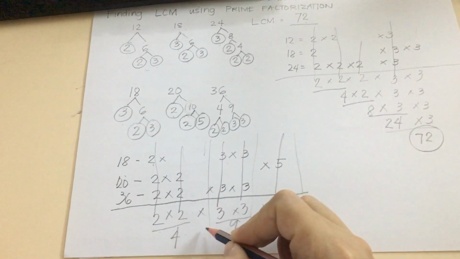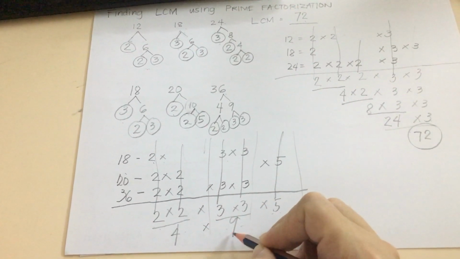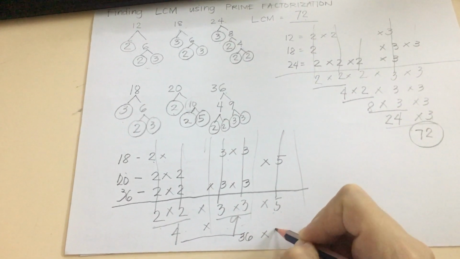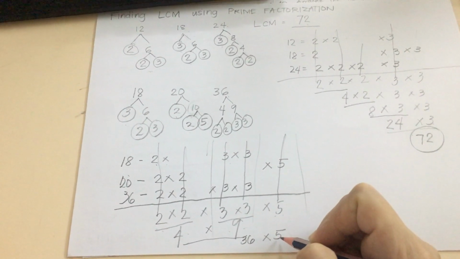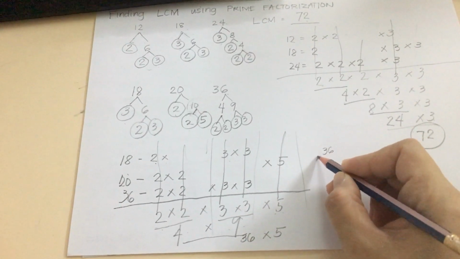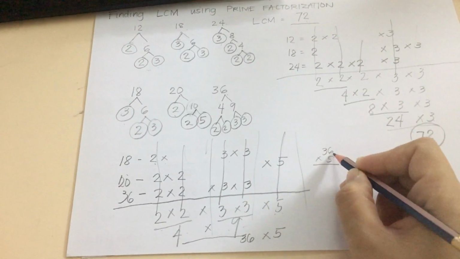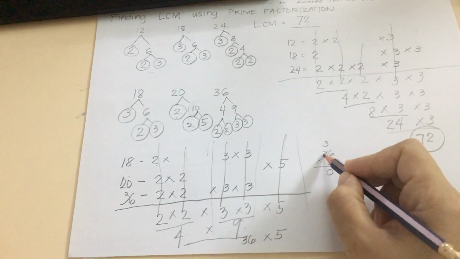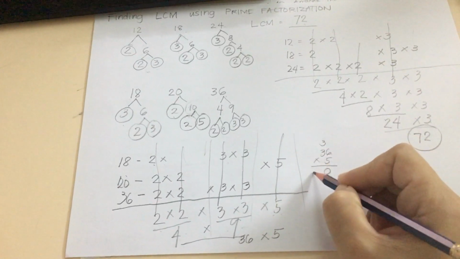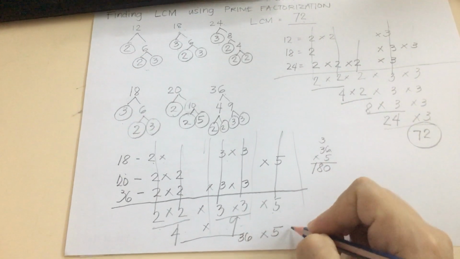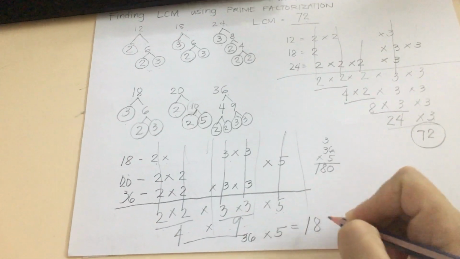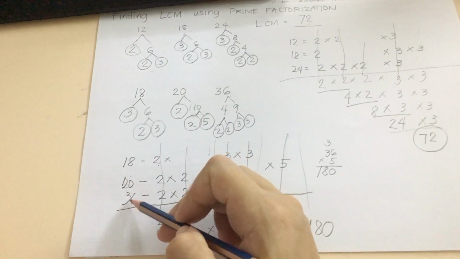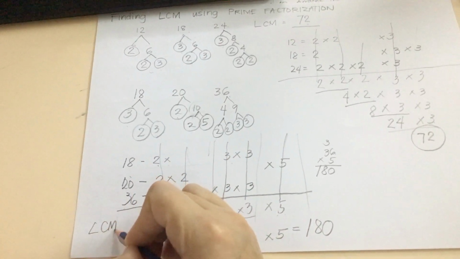If we want, we can do 4 times 9 first. 4 times 9 will be 36. And then we multiply it by 5. So 36 times 5. Let's multiply. 5 times 6 is 30. So we regroup the 3 with the 10. 5 times 3 is 15, plus 3 is 18. So that will be 180. So it means the LCM of 18, 20, and 36 is 180.